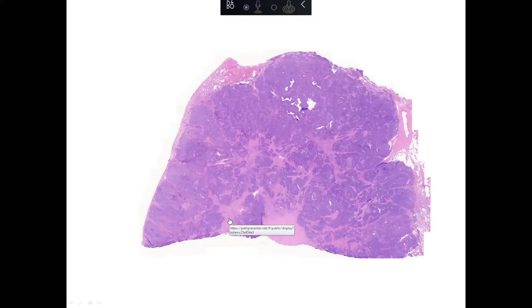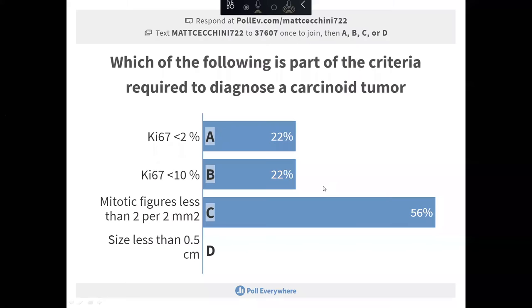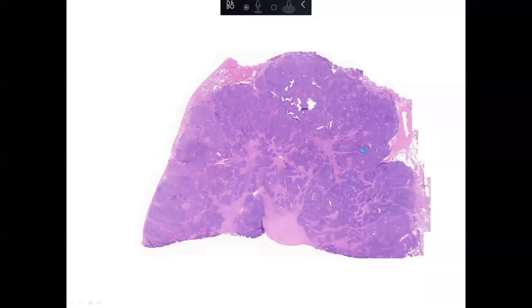So just to review, you have the solid growth that's often central lesions. They have a salt and pepper chromatin. They can have kind of a trabecular to solid growth patterns, and they have less than 2 mitotic figures per 2 millimeters squared. They don't have necrosis. And so let's look at a different case here. We have another resection of the lung here, and we have another large mass that we can see.